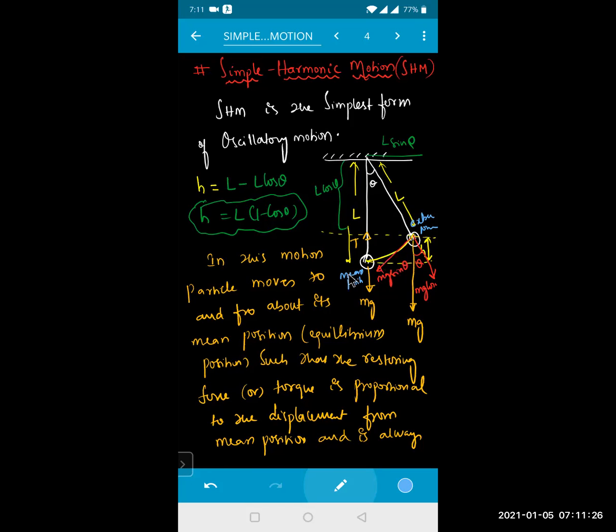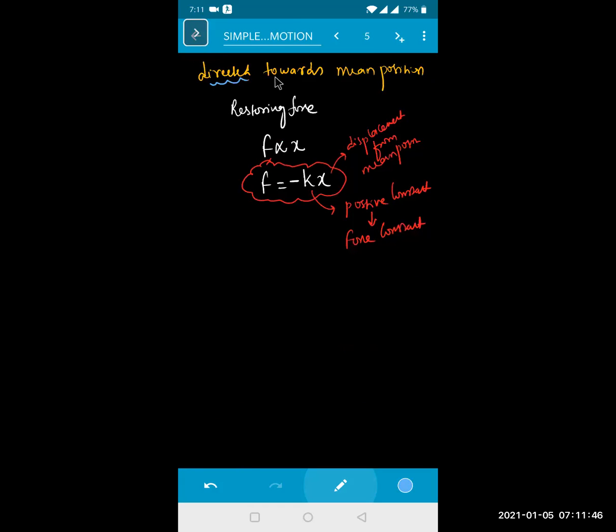This restoring force can be force, or it can also be torque. So restoring force or torque acting on a particle is directly proportional to the displacement from your mean position, and is always directed where? This is important. It is always directed towards the mean position. F is equal to minus k into x. k is a positive constant, which is called the force constant, and x is the displacement from the mean position. What does this negative sign indicate?